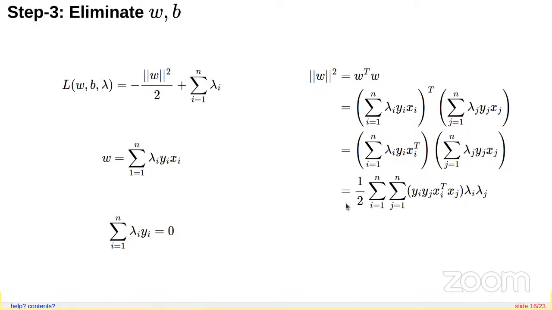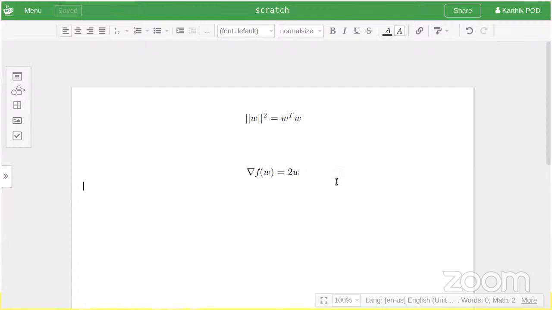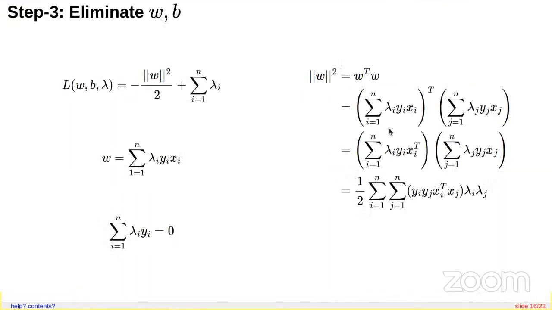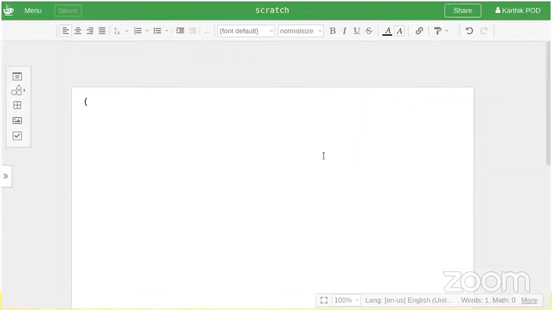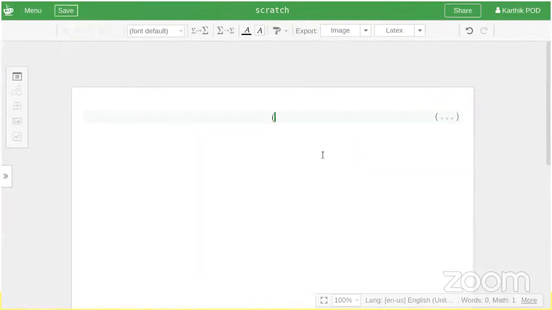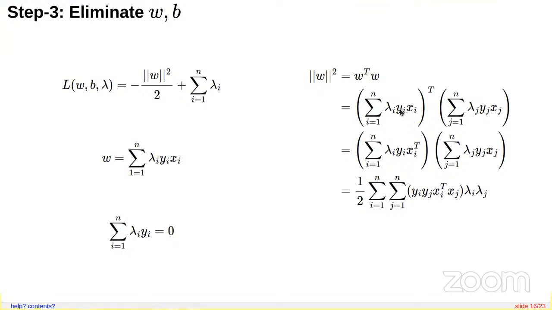The first step: lambda I yi xi, the whole transpose, how did it become just xi transpose? You must recollect that these are all vectors. If I have two vectors, x1 plus x2 transpose, I'm just writing it as x1 transpose plus x2 transpose. That is what I'm doing here.